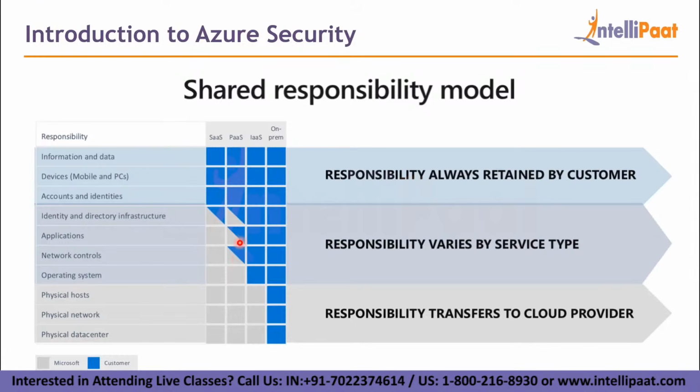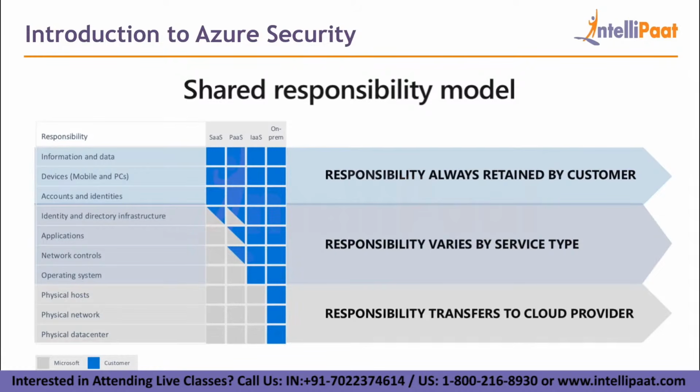And network controls, applications and identity and directory infrastructure are basically joint between the customer and the cloud provider. If it is in default setting, it will be handled by Microsoft. If you want to make some changes, then it will be handled by the customer. And then finally, software as a service. So in software as a service, the cloud provider will just give you the software.